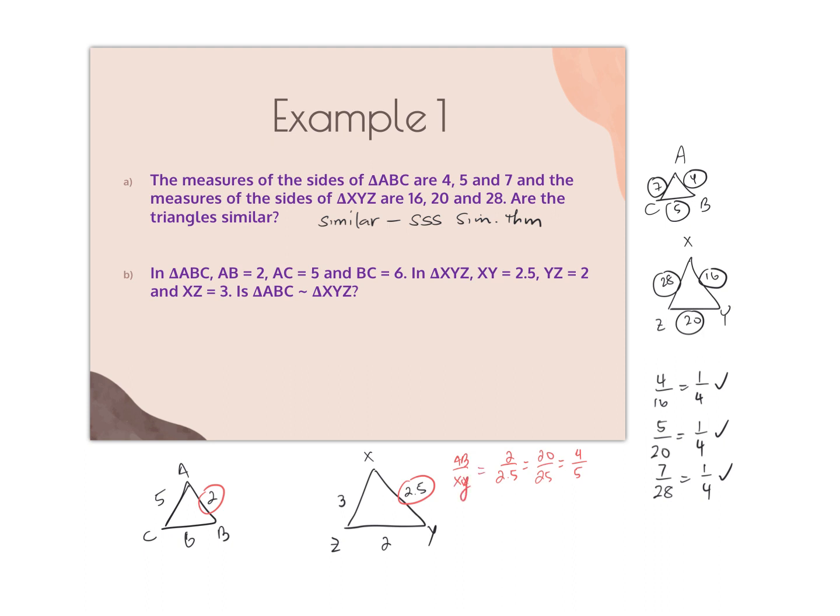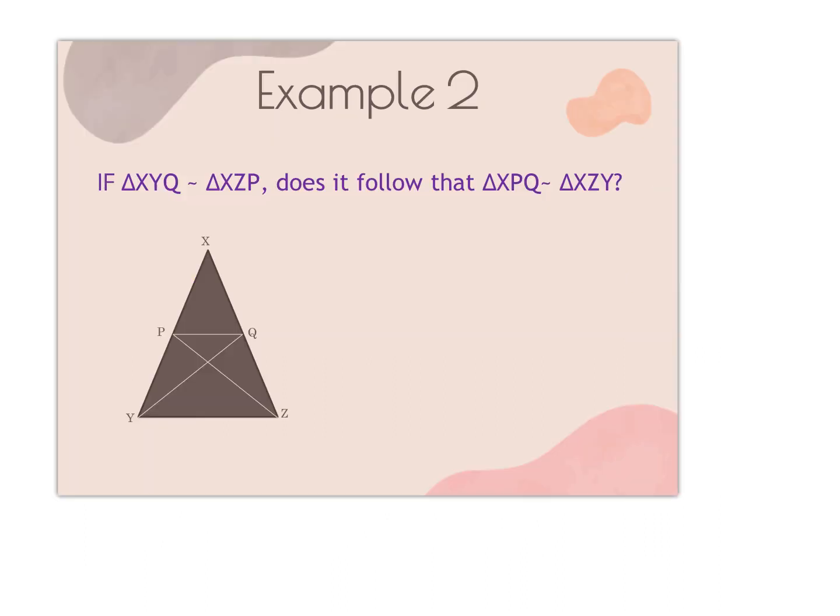So now I'm going to try to do another set of relationships. I'm going to do BC and ZY. So BC over ZY is going to be 6 over 2 or 3 over 1. And if you notice, this is not equal to that. And so these are not similar because the sides are not proportionally equal.